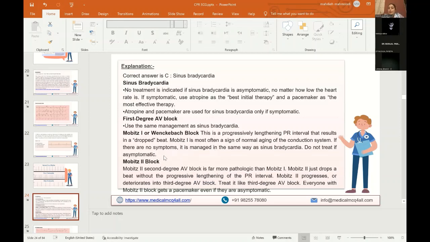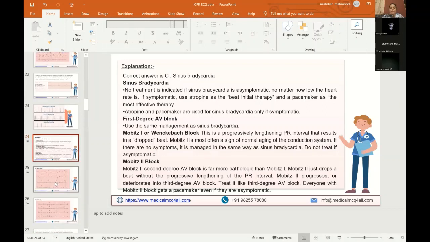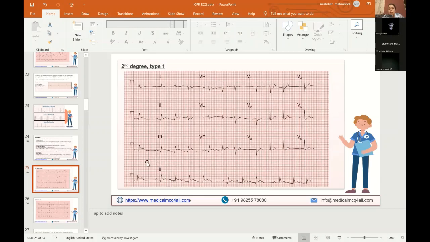Now about other blocks, as we talked about earlier, like second degree type 1 or type 2. In type 1, you have progressively increasing PR intervals, but in Mobitz type 2, without any order, you have some P's that don't go through to the ventricles. Okay, I have here ready for you second degree type 1. Use this long lead 2 to understand second degree type 1 block.